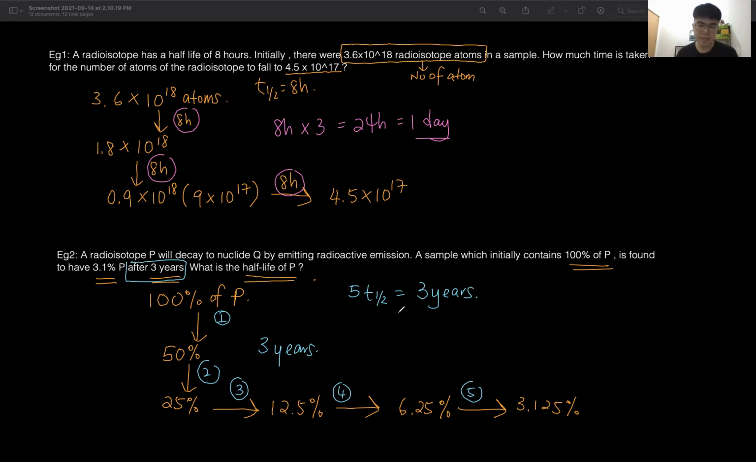We convert it to days first. 3 years is 365 times 3. So 5 T half equals 1095, and the half-life is equal to 1095 divided by 5, we get 219 days.